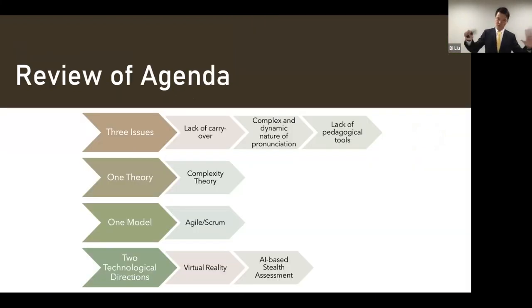So the review of our agenda, we talk about three issues: the lack of carryover, complex and dynamic nature of pronunciation, and the lack of pedagogical tools. We talk about one theory, which is complexity theory. Language is viewed as a complex and dynamic system that's constantly changing, and there is no rules that we can govern how different pronunciation features are interfering or are influencing each other. We talk about one model, Agile or Scrum, and we talk about two technological directions, virtual reality and AI-based skills assessment.